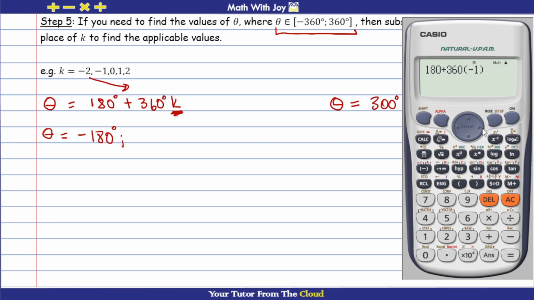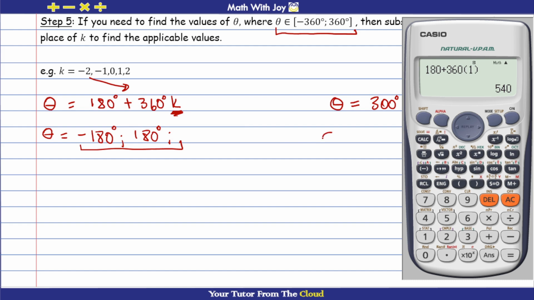So now if you substitute 0, we find that it's positive 180. So we write here positive 180. And we keep on searching until we get the ones that are out of range. So if you substitute a 1, we get 540 degrees, and that is out of range. So the only two values we get from this formula are negative 180 and positive 180 degrees.